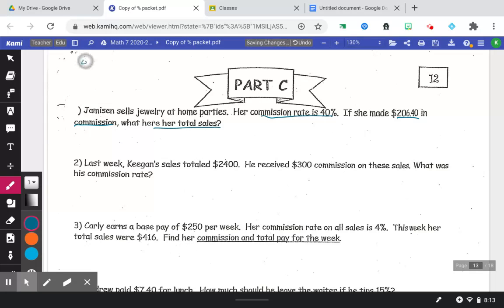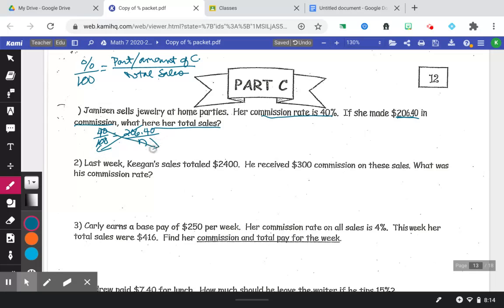Okay, so remember for this page, I think most of you do proportions for this, so that's how I'm going to do it. We're going to think percent over 100 equals part, or the amount of commission, over the total sales. Her commission rate is 40%, so I'm going to do 40 over 100. And it says that she made $206.40. So that's the part, that's how much she made in commission. And then we're looking for the total sales.